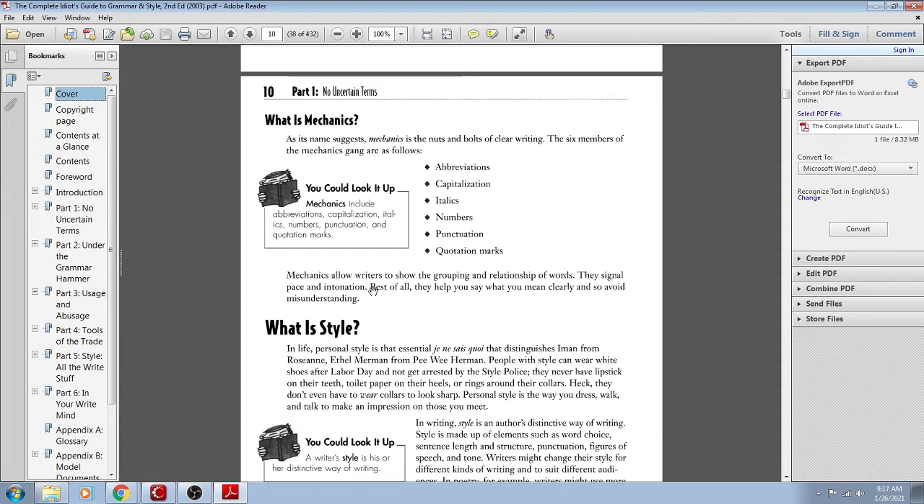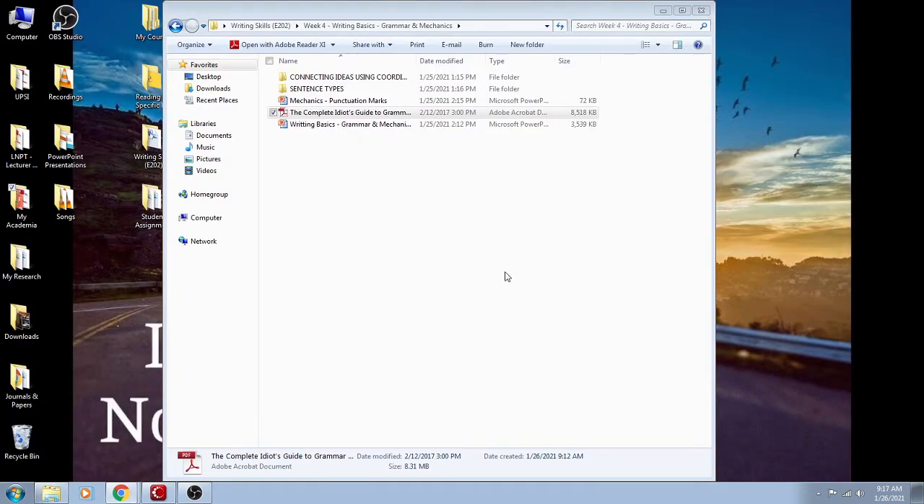Because if it's, for example, an exclamation mark, then you should read it with a rising tone maybe, and the pitch should be louder. Best of all, see the comma here, for example, I pause. Best of all, they help you say what you mean clearly and so avoid misunderstanding. Alright, so this is a quick definition of mechanics.